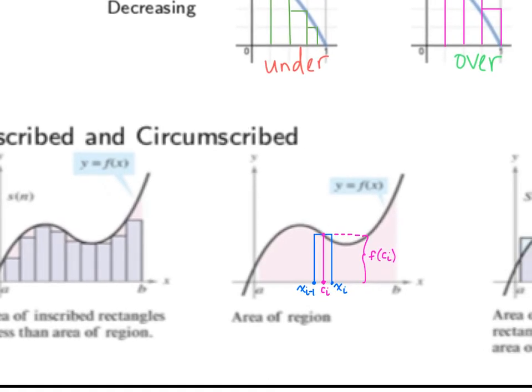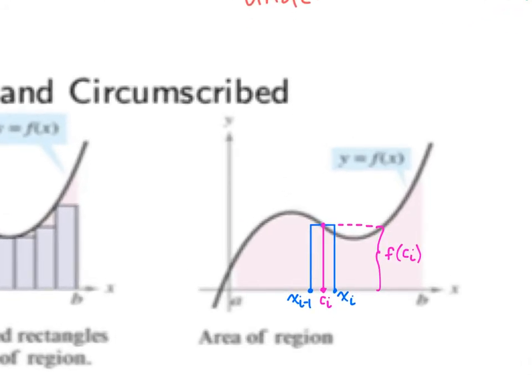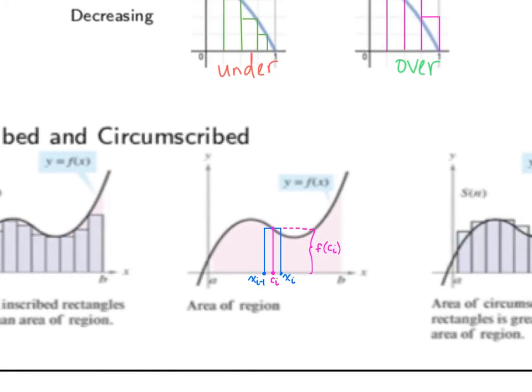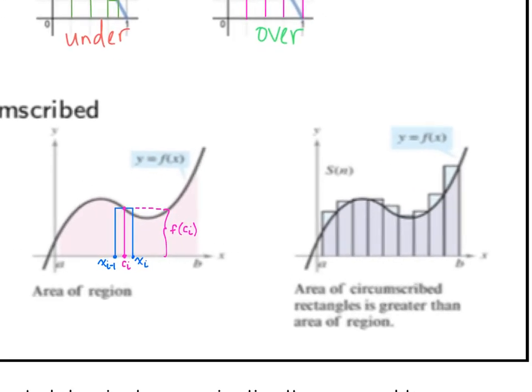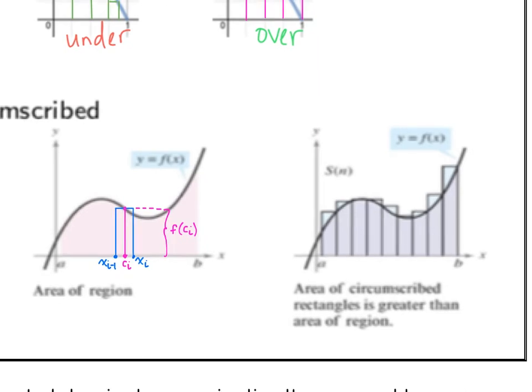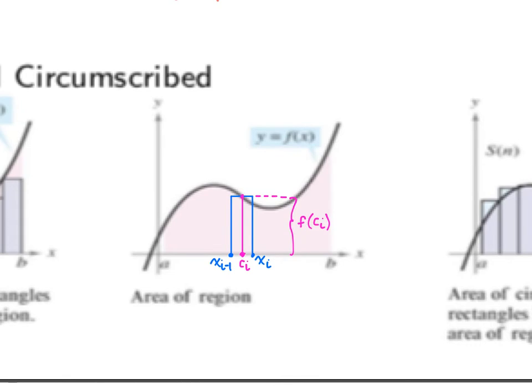If we're using these rectangles here, where my center point is where my rectangle touches, it looks like we have a little bit of an underestimate from this portion, but an overestimate here, so it almost seems like it works out. And you can see how that might work. This guy is going to be circumscribed rectangles, which is going to be greater than the region. So this is going to be like the actual area here. This is the best way to look at it.